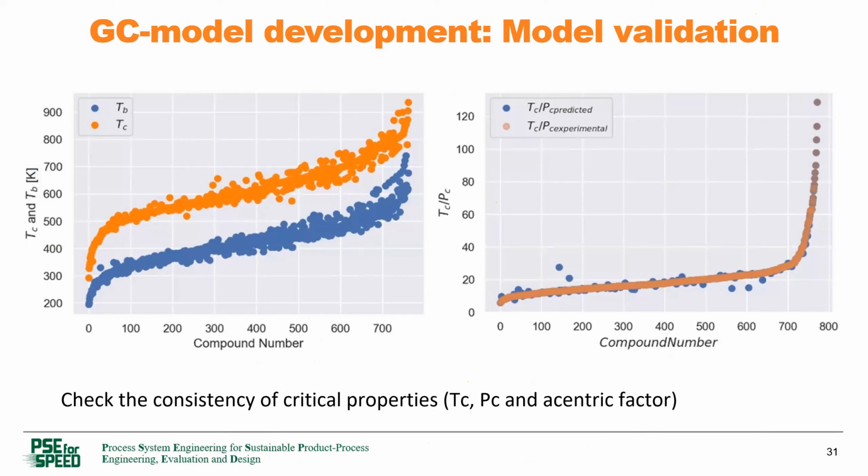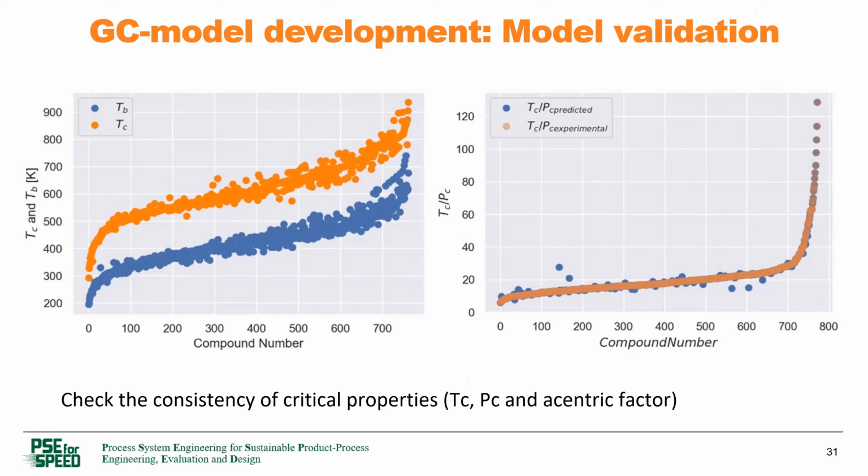Also, we have more data on boiling point than for critical temperature. So can we correlate boiling point with critical temperature so we can then predict more critical temperatures even though we do not have the experimental value? So this shows that our models actually thermodynamically are consistent.